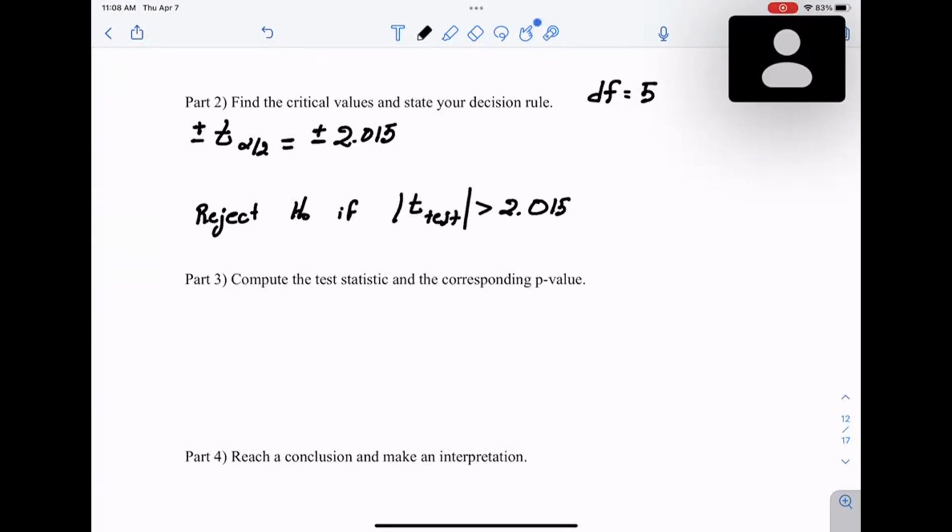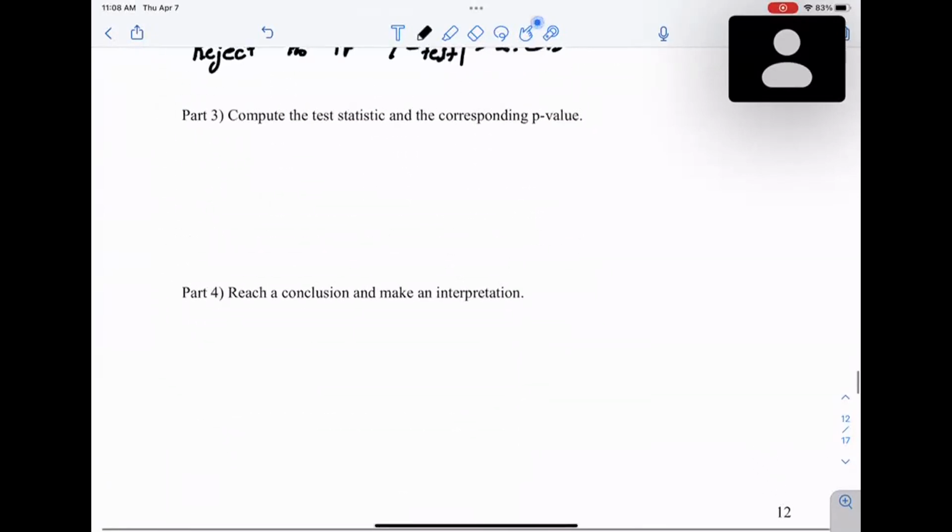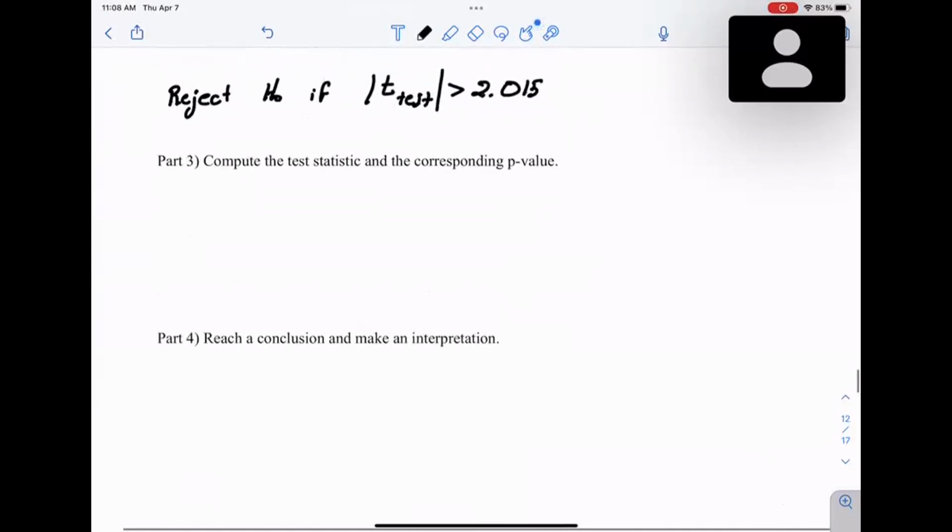Then part 3. So this is where you're going to have to compute the test statistic. So you need to know D bar and SD. So D bar was what? We'll just round to 1 decimal place. So it was 16.7. And SD was what? Yeah, 25.4. And N is equal to 6.